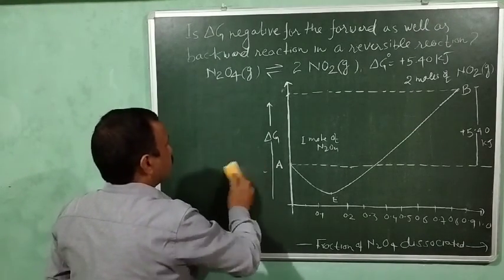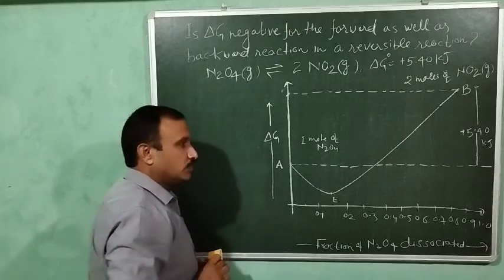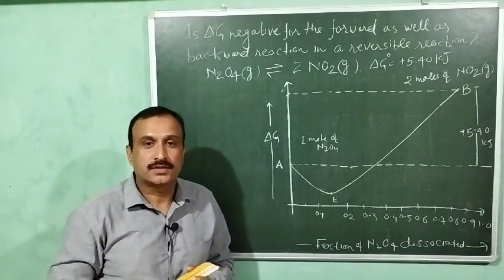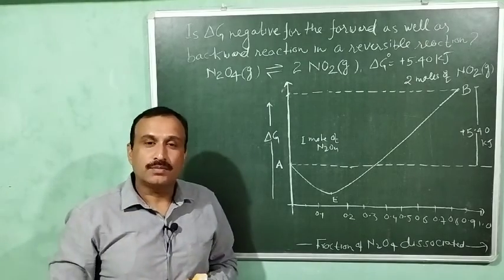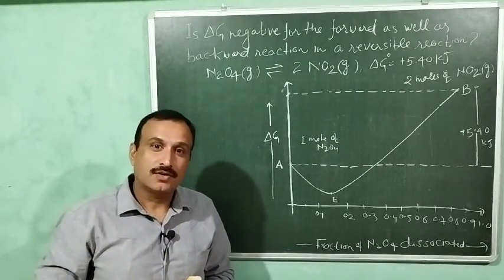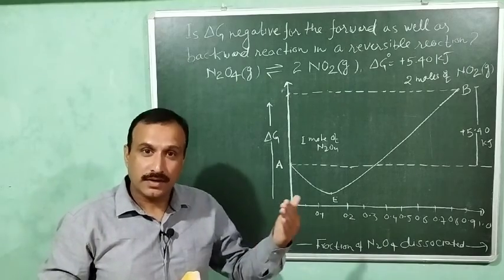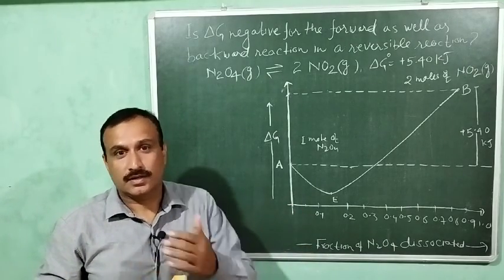So friends, before answering this question, I would like to share some important points about the chemical equilibrium. So the chemical equilibrium can be attained from either side. It can be attained from the reactant side as well as the product side.